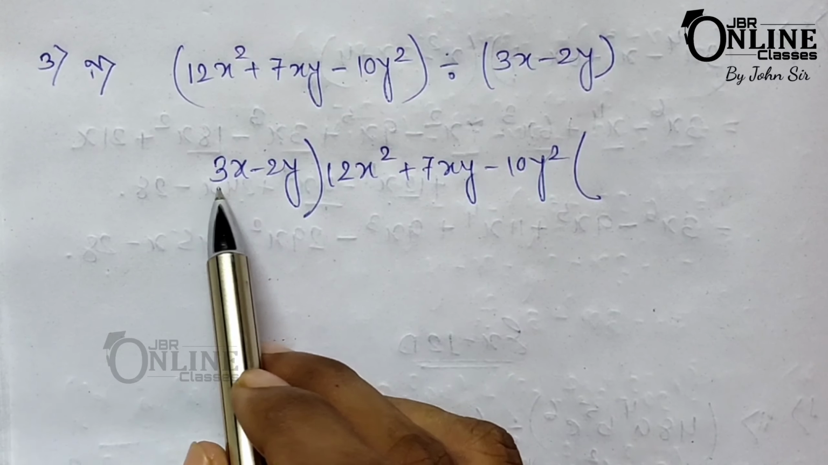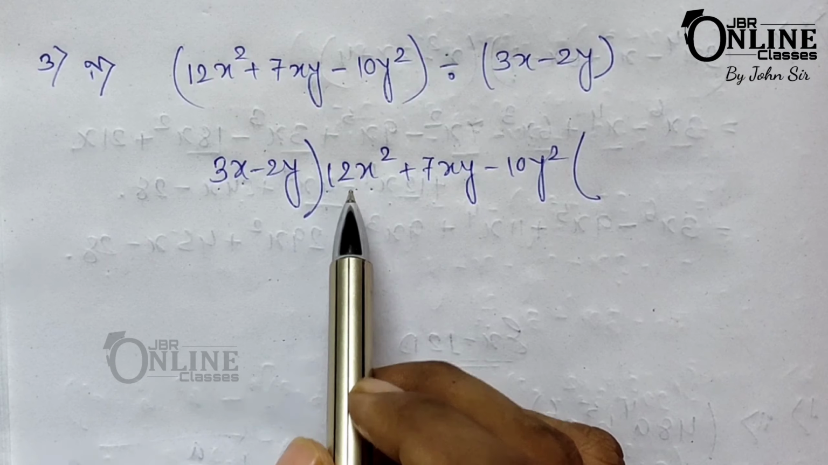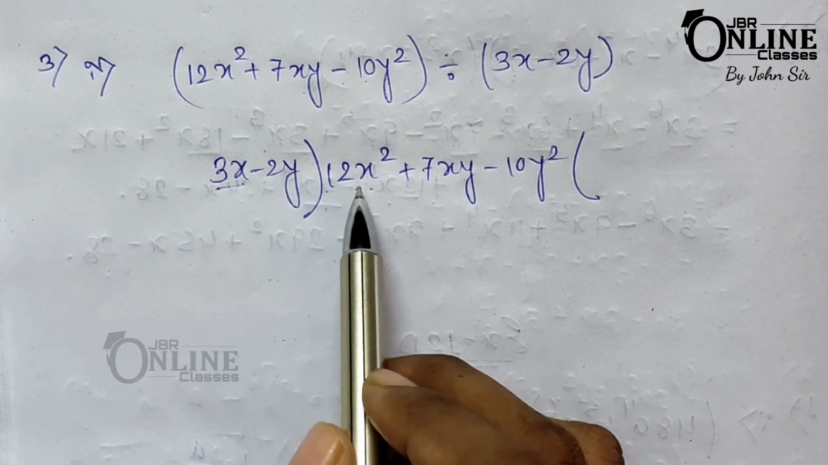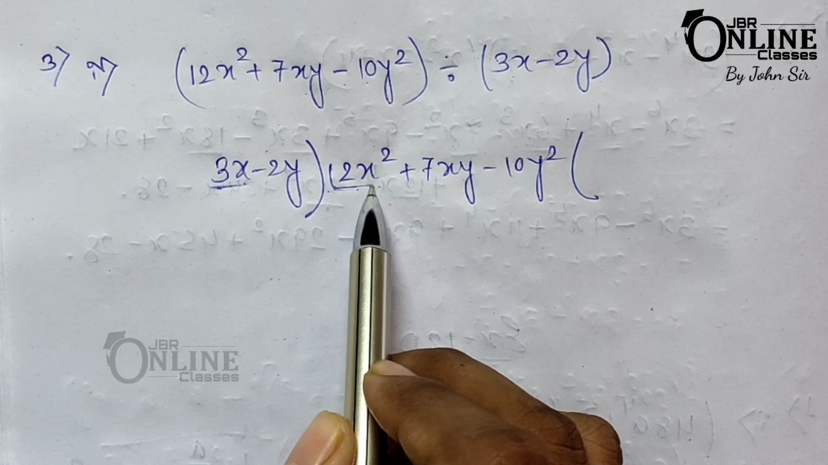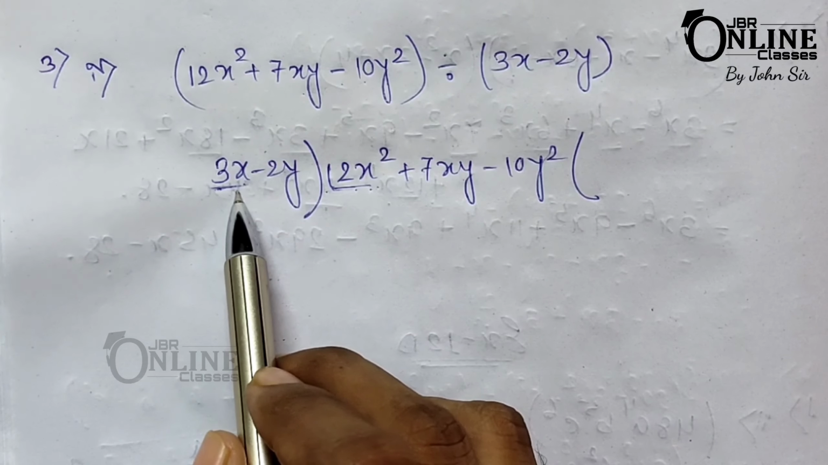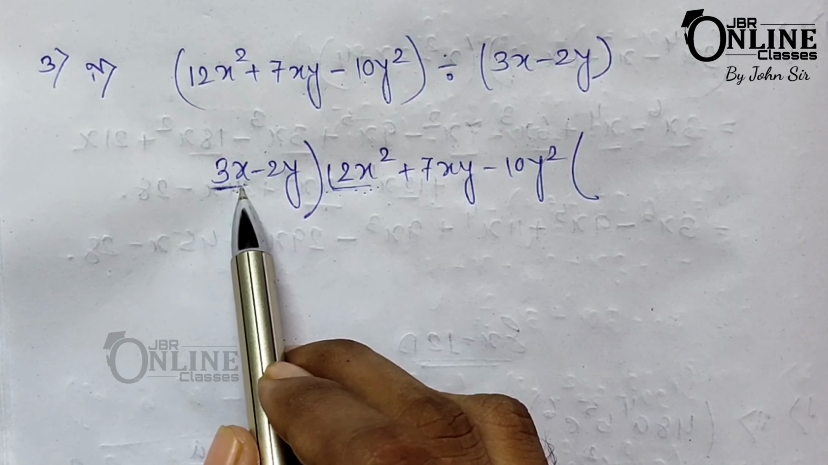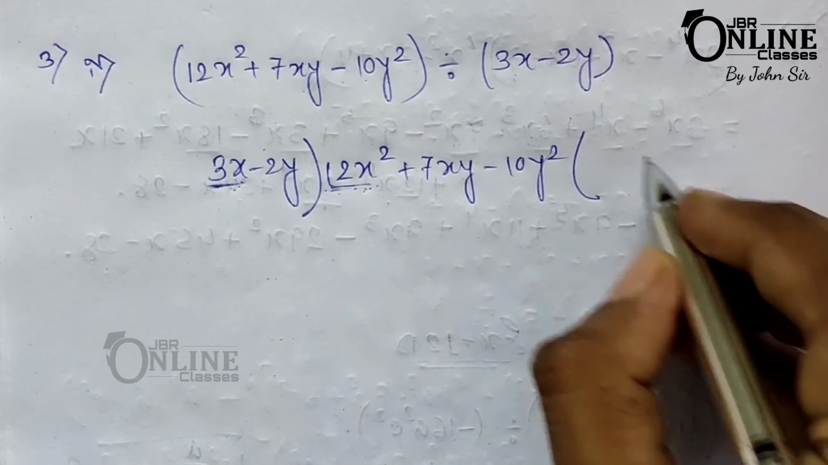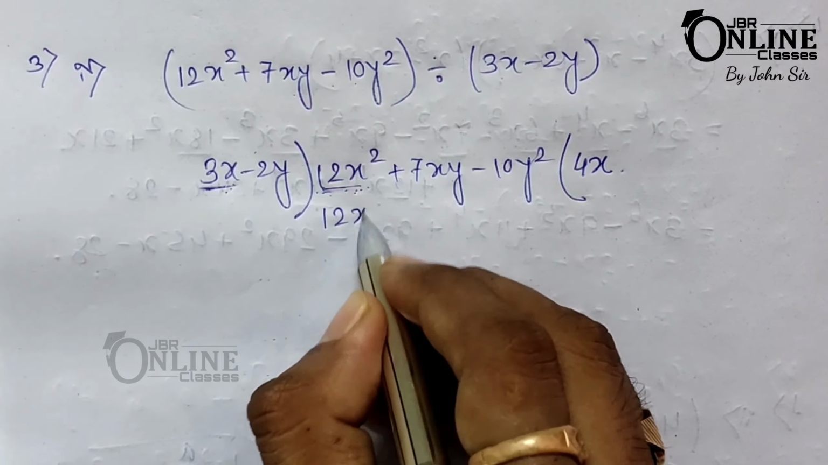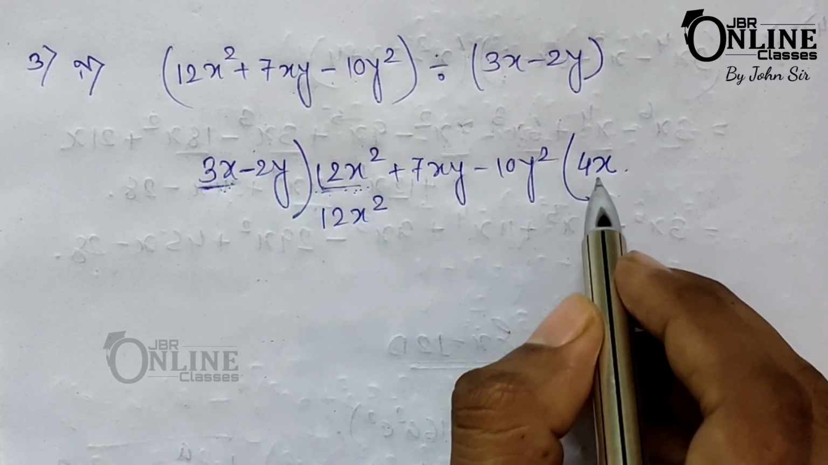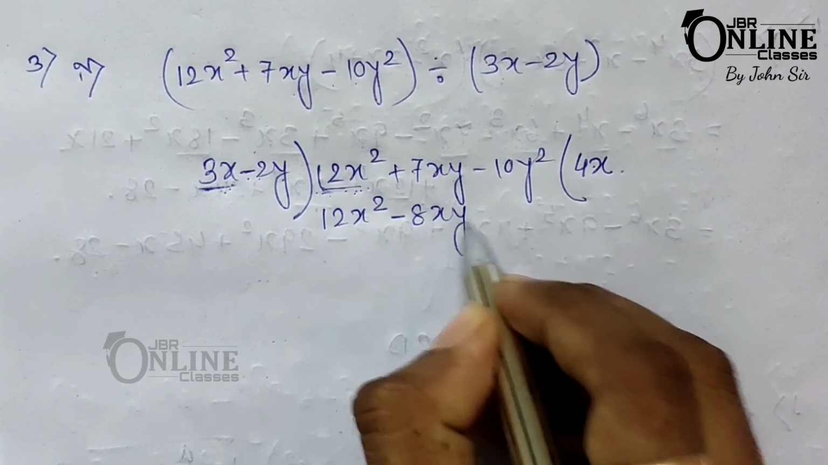So first you have to look that here 3x and here 12x square. So in each and every case you have to equalize the first term only. Remember that you have to equalize the first term only. That means you have to convert 3x to 12x square. You have to just multiply 3x with 4x to get 12x square. So just write down here 4x. So 4x into 3x, that equals 12x square, and then write down the rest of the multiplication. So 4x into minus 2y, that equals minus 8xy.